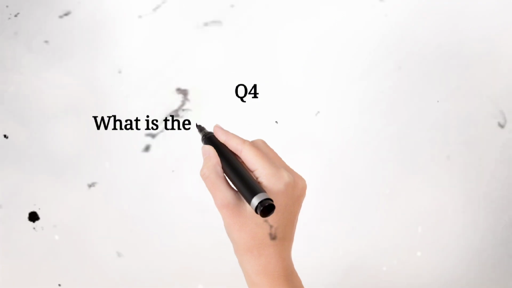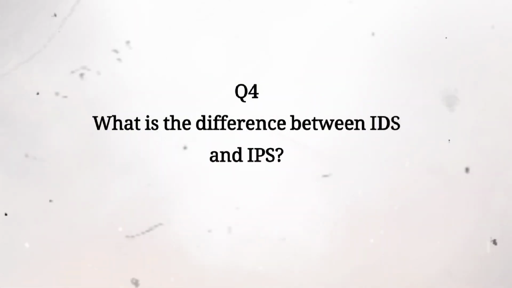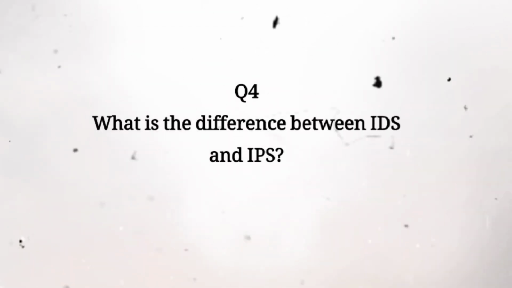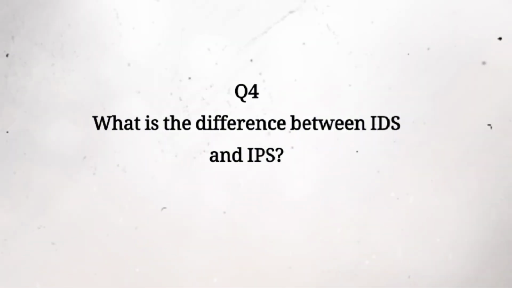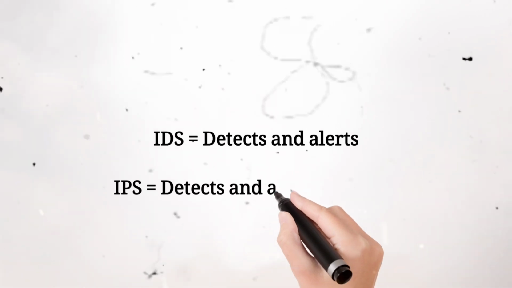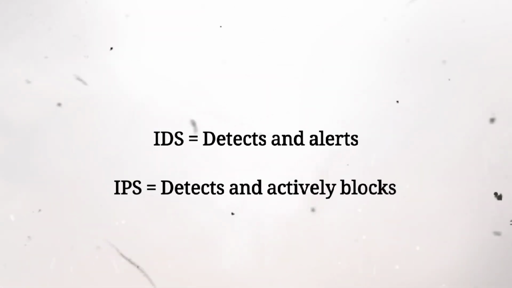4. What is the difference between IDS and IPS? Your time starts now. IDS equals detects and alerts. IPS equals detects and actively blocks. One watches, the other acts.